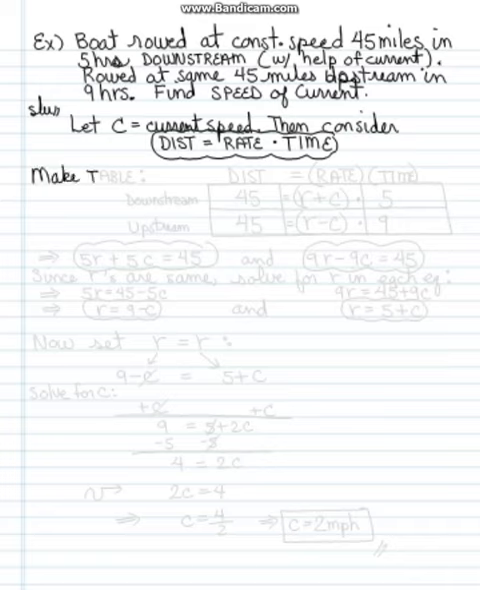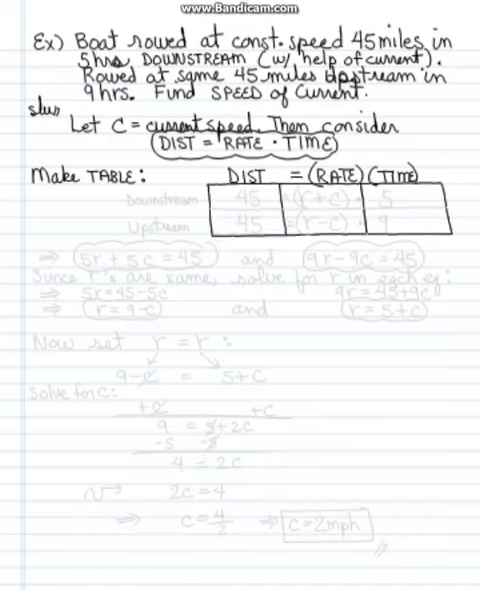We'll make a table using this formula, D equals R times T. We'll write it across the top, make the table, and consider two different scenarios. One where we're going downstream, that's where the current speed is added to our rated speed, and the other is going upstream, that's where the current speed is subtracted from our rated speed because we're fighting the current.